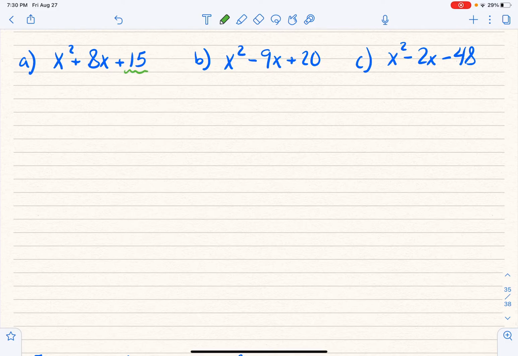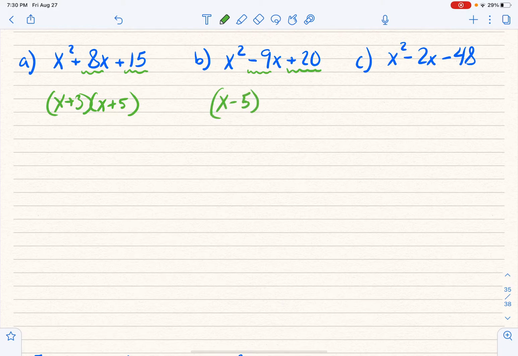We're looking for two numbers that multiply together to give me 15, but when I add them, I get 8. And so I know that that's going to be positive 3 and positive 5. Okay, this next one, I'm looking for two numbers that multiply together to give me positive 20, but when I add them, I get negative 9. And that would be negative 5 and negative 4. And so there's my negative 5 and negative 4.